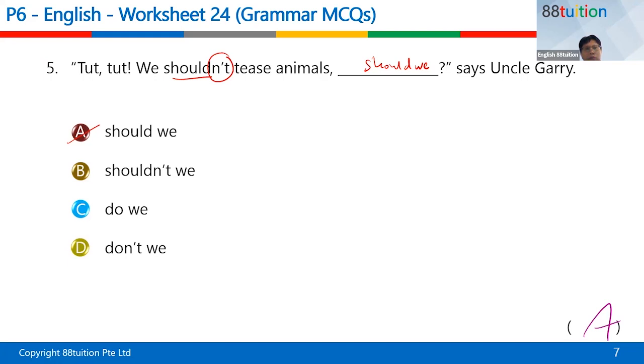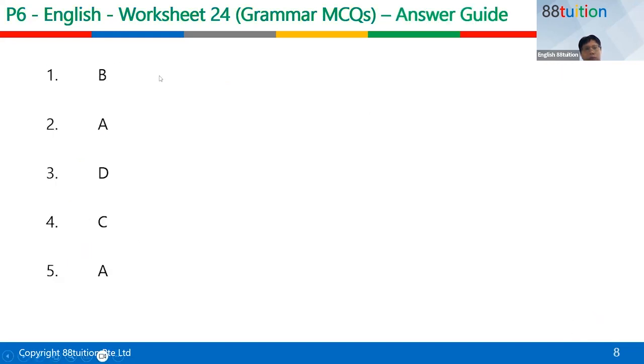Okay, I go on to the next. So these are your answers. If you miss out anything, please tell me. Number 1 is B, number 2A, number 3D, number 4C, and number 5A. Okay? Right?